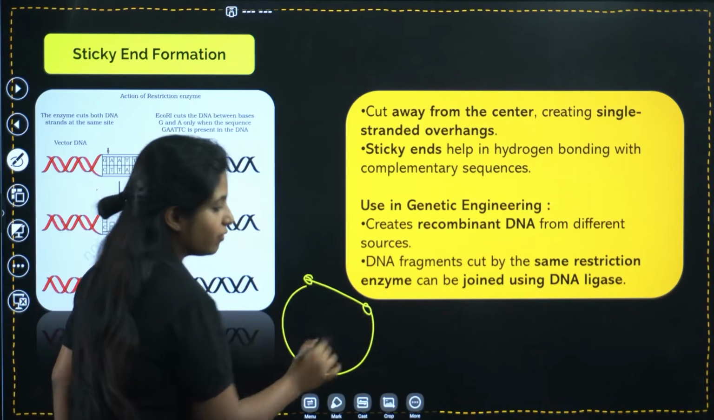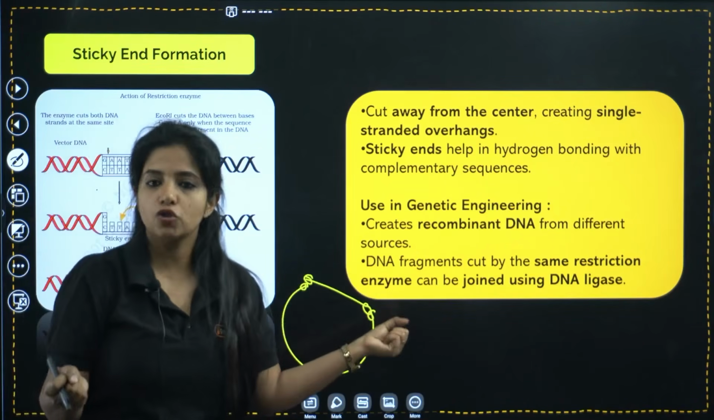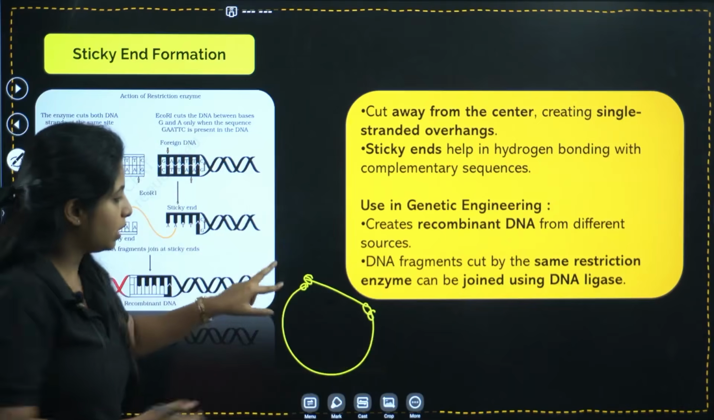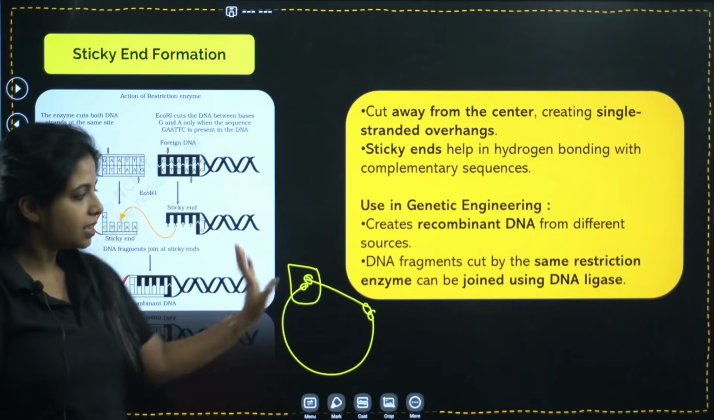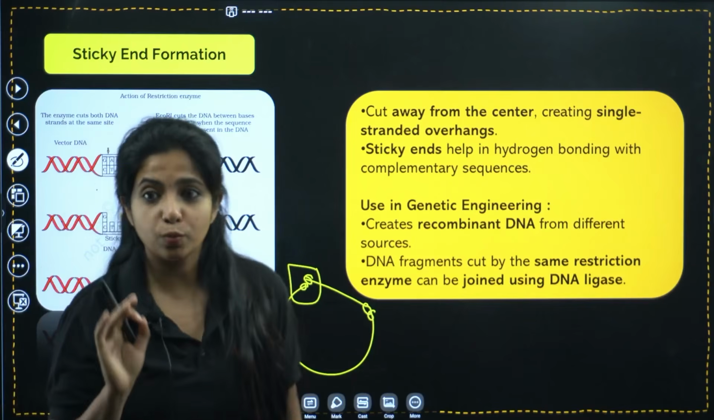Both the ends will be having sticky ends. Here also both the ends will be having sticky ends, and the sticky ends will be joining. Here only one end is being shown, only this side is being shown. You get it? Similarly, that will be happening on the other side as well. So sticky ends formation is super important.